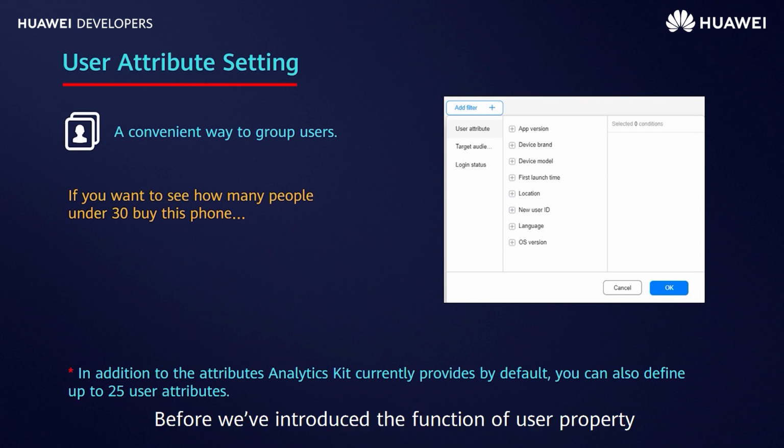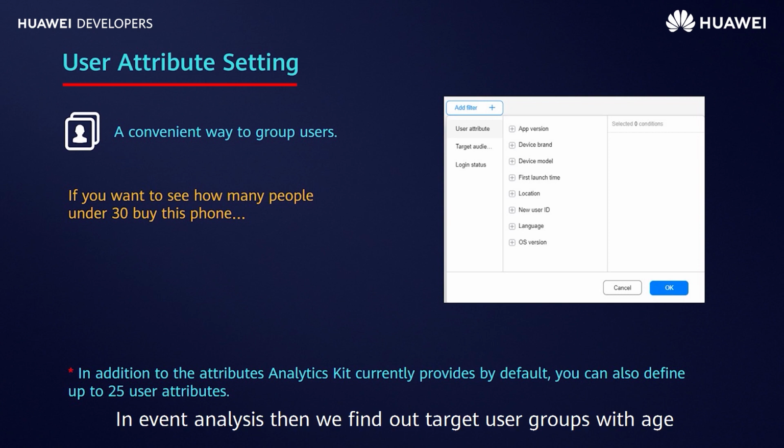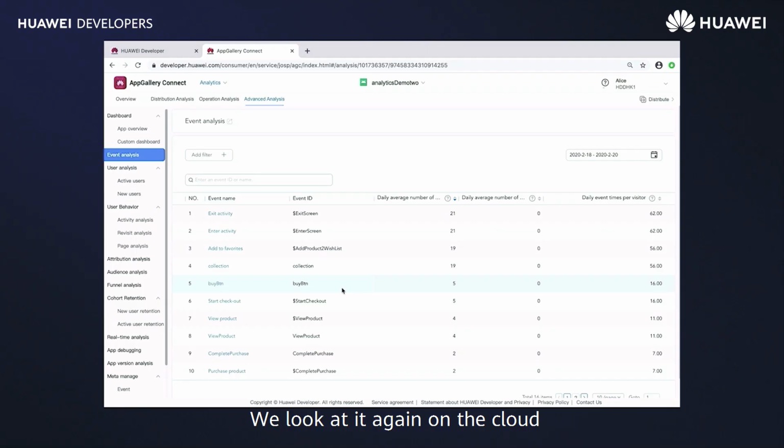Before, we've introduced the function of user property and how to label information, such as age, on users with the user property feature. In event analysis, we then find target user groups with age as the filtering condition. The right picture shows the window to filter data with user property as the filter condition. We'll look at it again on the cloud.